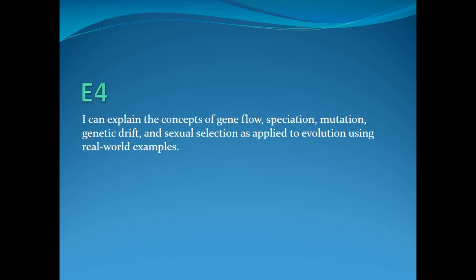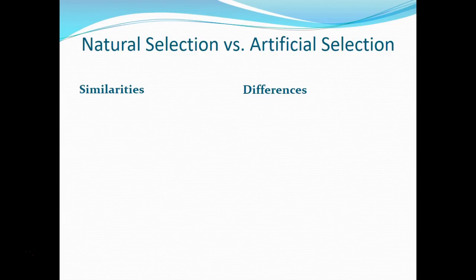We're going to go through part one of Target E4, which says you should be able to explain the concepts of gene flow, speciation, mutations, genetic drift, and sexual selection as they apply to evolution using real-world examples. So we talked about natural selection in the first two targets. We went over the four principles of it, which I'm sure you can remember. If you don't remember them, you need to go back and review those.